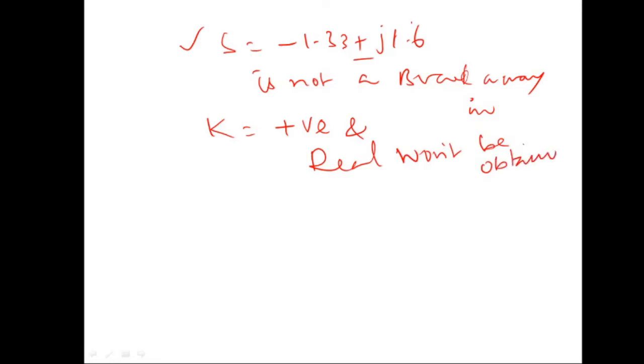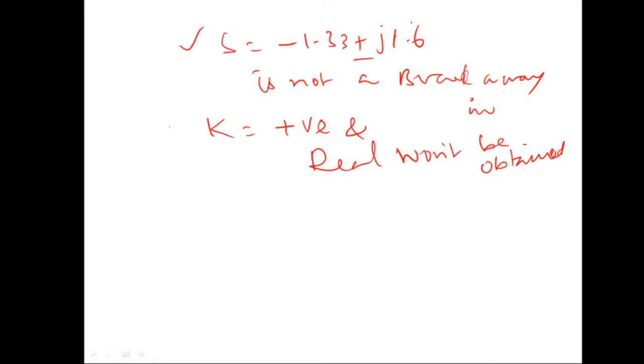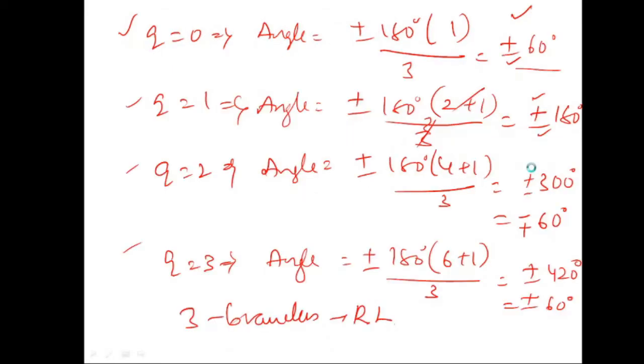So calculating the value of k for this s equal to minus 1.33 plus j 1.6 is a waste of time, since you don't get any positive or real value here. So straight away we can say there won't be any breakaway or break-in points. And by seeing the structure of the root locus, we can easily guess it.